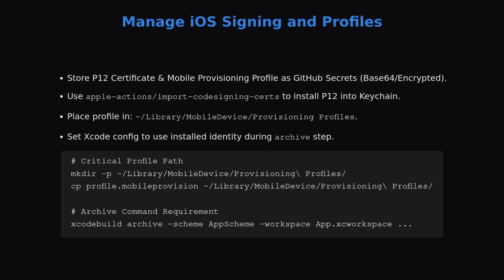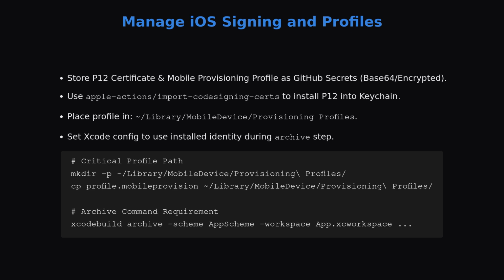iOS builds demand specific provisioning profiles and developer certificates for successful code signing. Store the P12 certificate and the mobile provisioning profile securely as GitHub Secrets, often encrypted or base64 encoded. Utilize a dedicated action, such as apple-action/import-codesigning-certs, to decrypt and install the certificate directly into the runner's keychain.